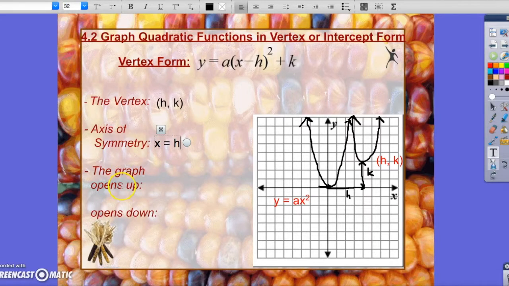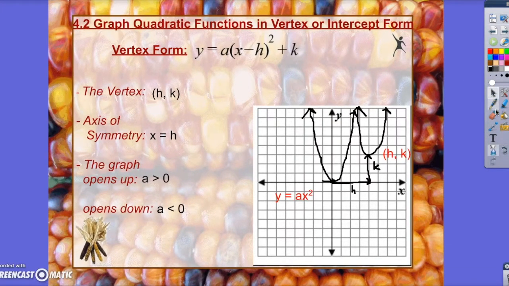Now, how to tell if the graph opens up or down? Hopefully you remember this from 4.1. Let's review. If a is greater than 0, it opens up. So it's a positive a, or positive slope. And it opens down if it's less than 0. So if you can remember what we talked about with absolute value functions, like I said, you're pretty much well on your way to do the vertex form of a quadratic function.